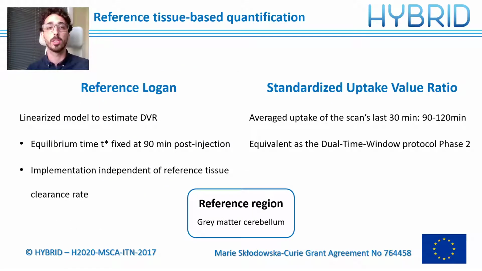This quantification was done with a reference Logan distribution volume ratio. We fixed the equilibrium time at 90 minutes post-injection in an implementation that was independent of the reference tissue clearance rate. We also made a quantification with the standardized uptake value ratios at the average of the last 30 minutes of scan, so from 90 to 120 minutes. That is equivalent to the dual time window protocol phase 2. And for both models, the reference region was the gray matter cerebellum.